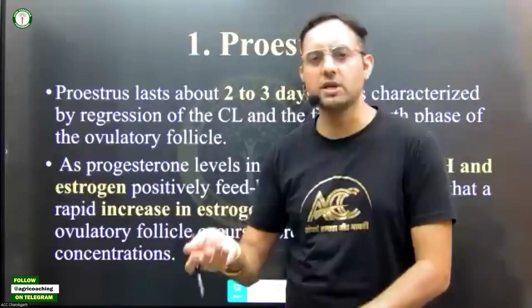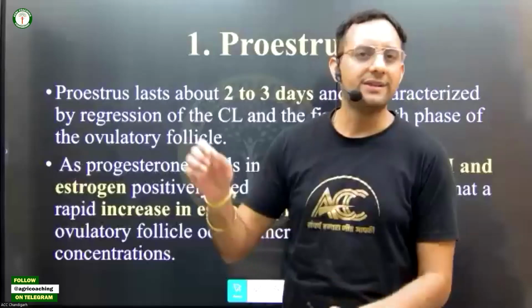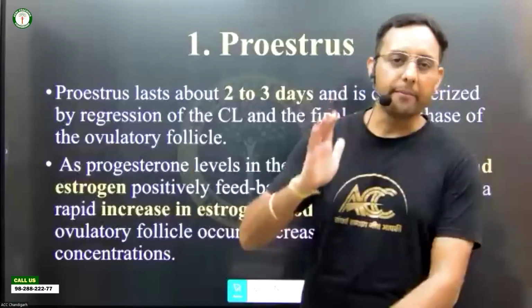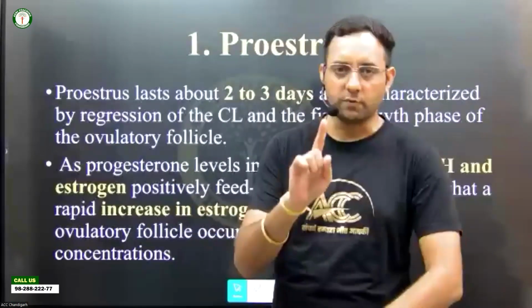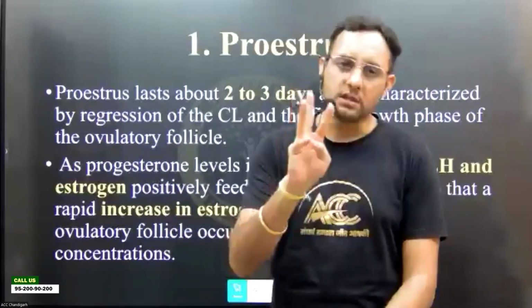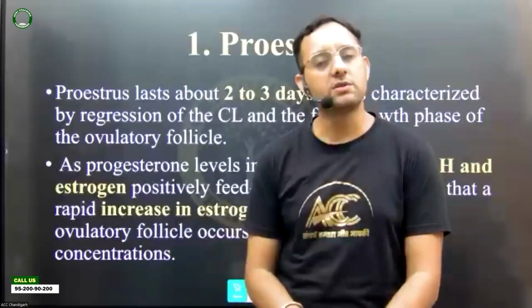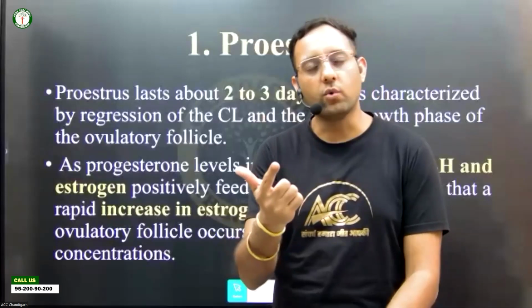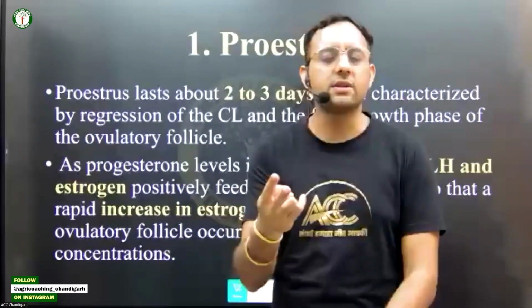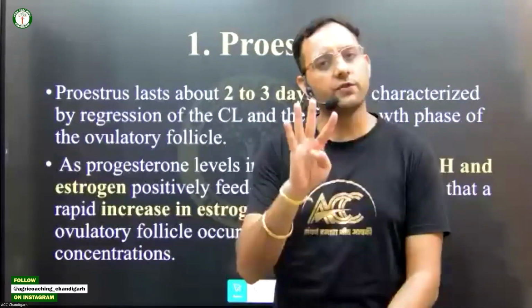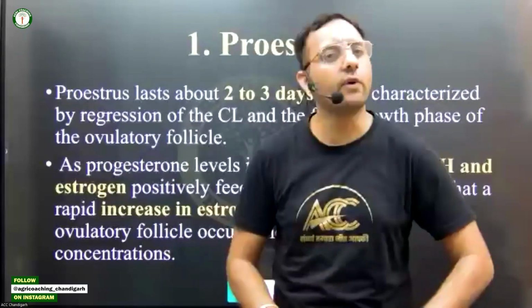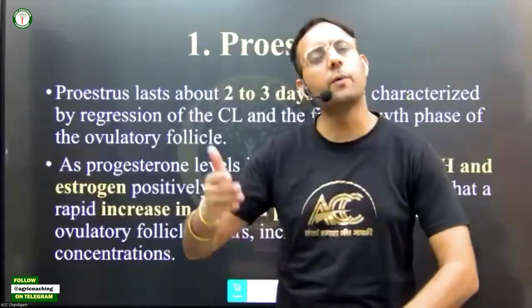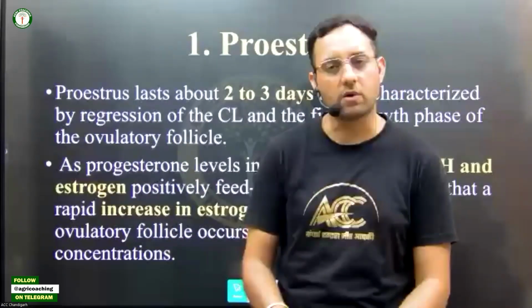Introduction is over. Now we will go over this process. So we'll start with the first stage. You can remember 4 stages. One was Proestrus, second was Estrus, third was Metestrus, fourth was Diestrus. Proestrus will have 2 days of duration. Second, Estrus will have 1 day of duration. Metestrus 4 days of duration, and Diestrus will have 14 days of duration. 14 plus 4 plus 2 plus 1 makes 21 days of total duration.